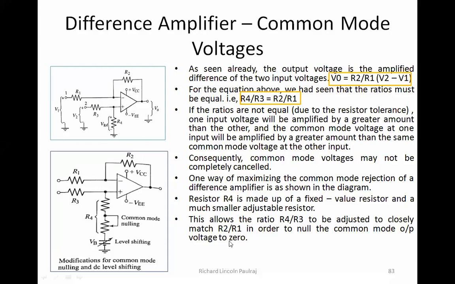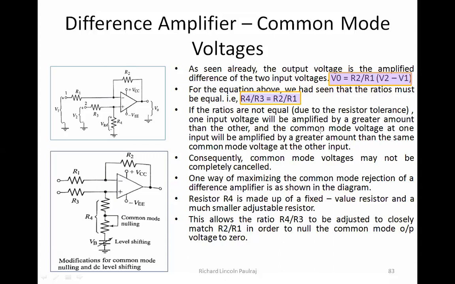So we have already seen that V0 is equal to R2 by R1 times V2 minus V1. Where have we seen this formula? Sir, in the differential amplifier. Correct. This is nothing but the output voltage of the differential amplifier, R2 by R1, V2 minus V1. Good. So for this V0 to happen, we had assumed that R4 by R3 is equal to R2 by R1.